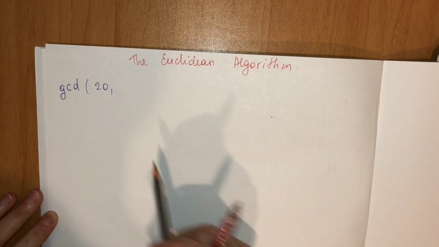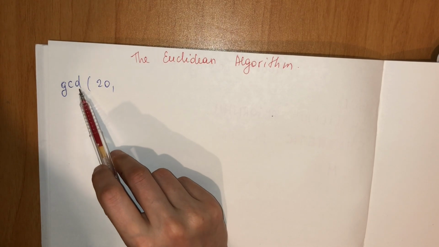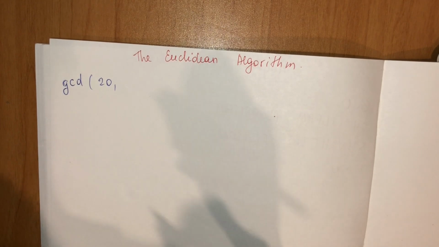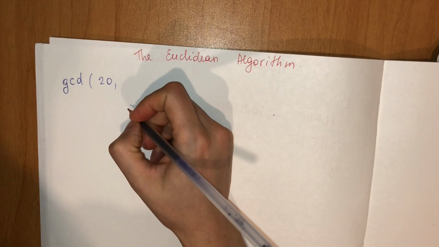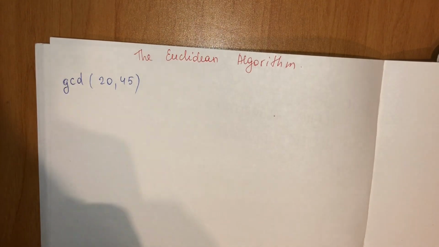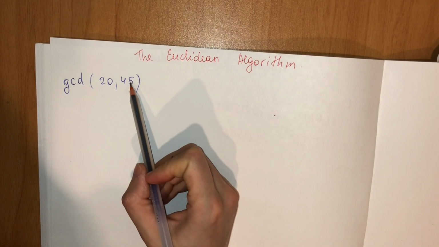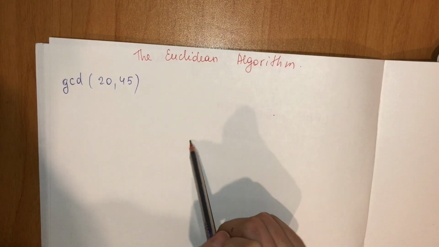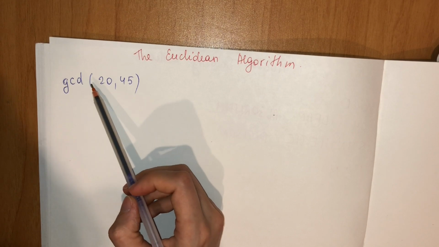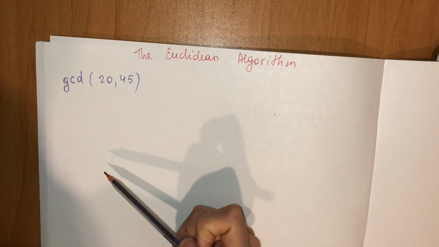Okay, let's start. Our first example is finding the greatest common divisor of 20 and 45 using the Euclidean algorithm. The greatest common divisor is the largest number that divides both 20 and 45 evenly.